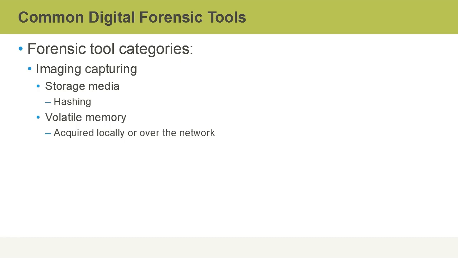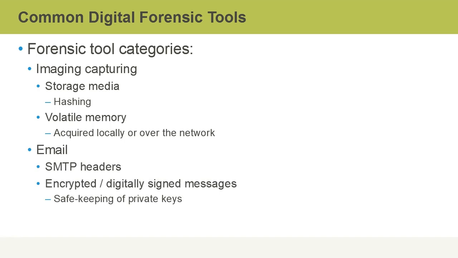There are also ways to capture volatile memory or RAM contents, physical memory. So we can acquire that locally, for instance, by running a tool on a machine that's on, acquiring a memory dump, and perhaps storing it on removable media. Or the memory dump data can be sent over the network to another host.